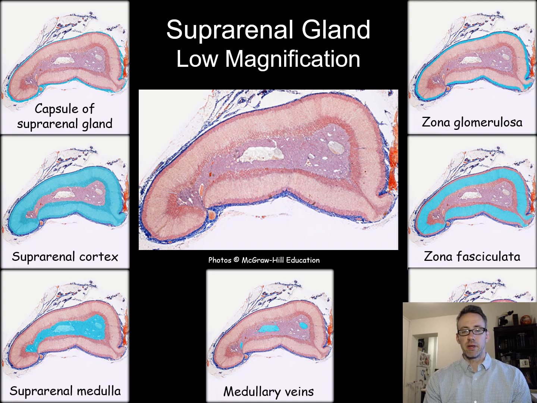These little spaces in between are the medullary veins. And then if we were to take a look at just the cortex, you can see the zona glomerulosa. This would be the zona fasciculata. And unfortunately, the video here is blocking it, but this would be the innermost layer here, which I'll show you on the big picture here. This would be the reticularis, the sort of reddish zone next to the medulla.